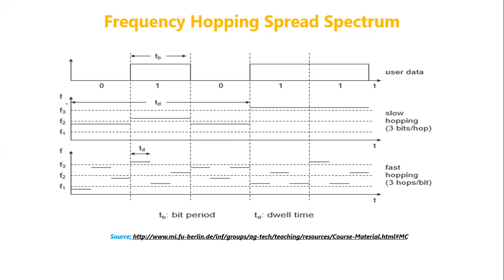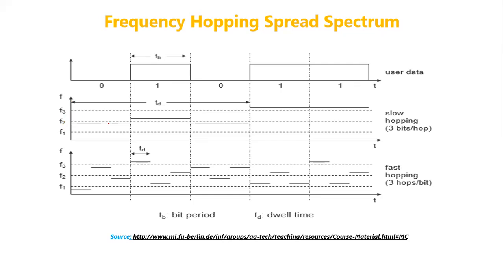Okay. So the time duration of 1 bit of the user data is called TB, and the time duration of the hopping, the slow hopping or fast hopping, to represent 1 bit, is called TD. Okay. So here initially the transmitter and the receiver are using the frequency f2. The entire bandwidth is divided into three frequencies f1, f2, and f3. The transmitter is using the frequency f2 to represent a 0 or a 1.